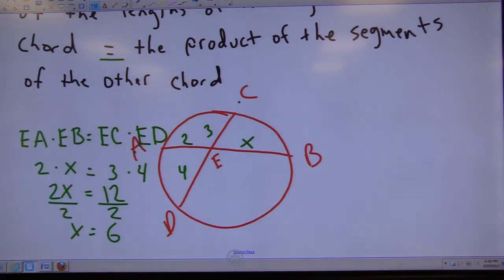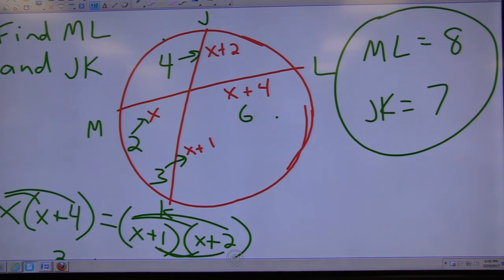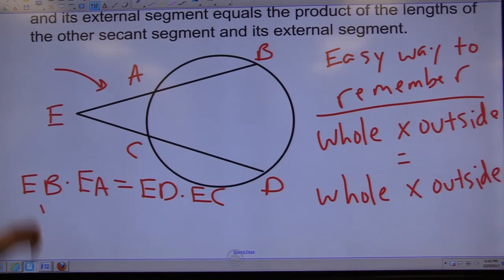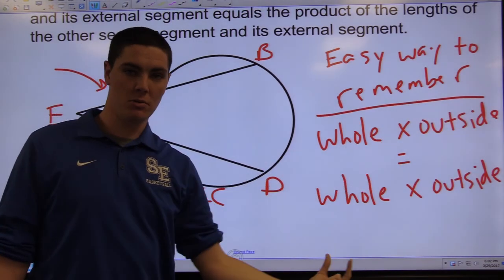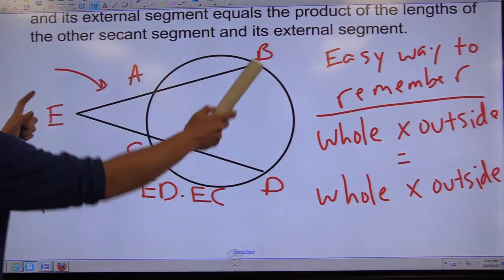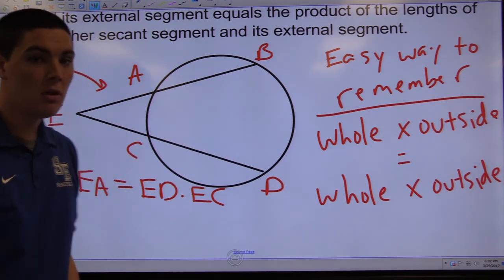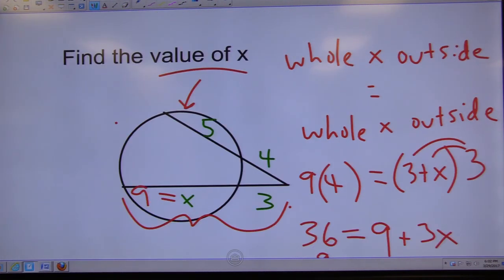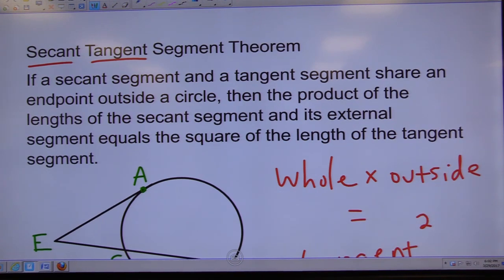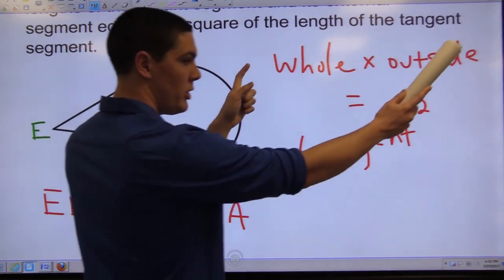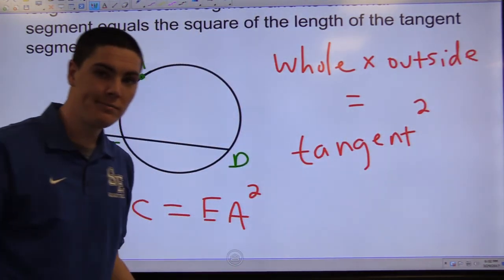Okay, so let's keep going. Let's go over the secant segment theorem. Easy way to remember it: whole times outside equals whole times outside. You just take the entire thing times this part, entire thing times this part, and set them equal. That's what we can do to solve there. And then the last thing, the secant tangent segment theorem. It's very similar to the secant segment theorem. It's just going to be whole times outside equals tangent squared.